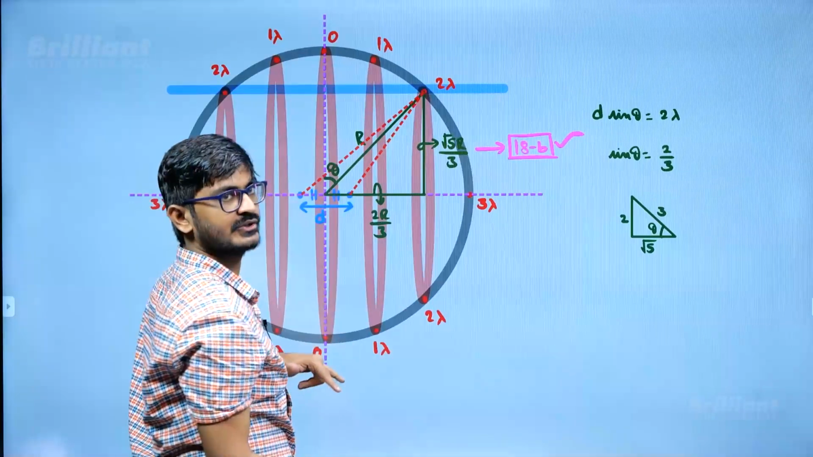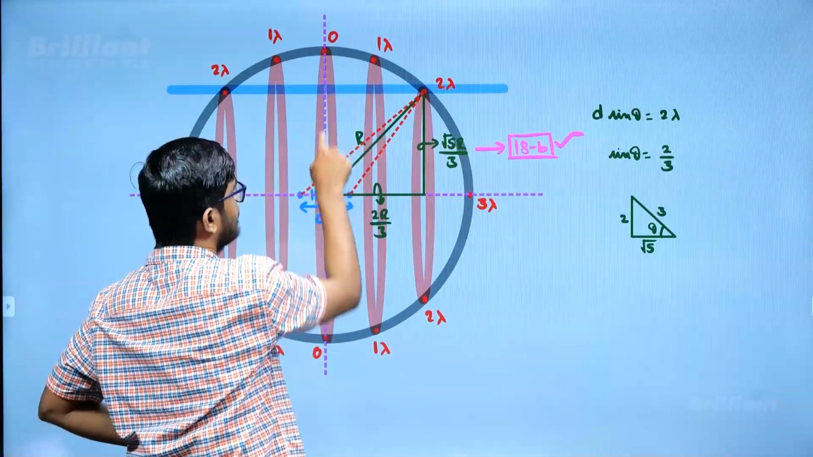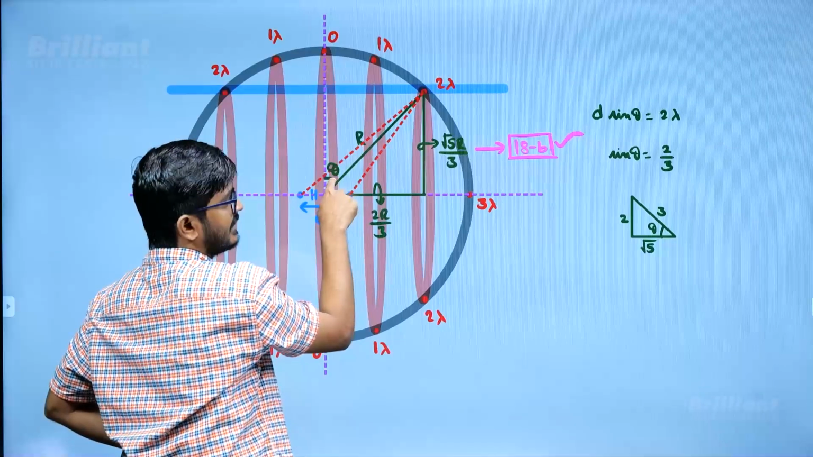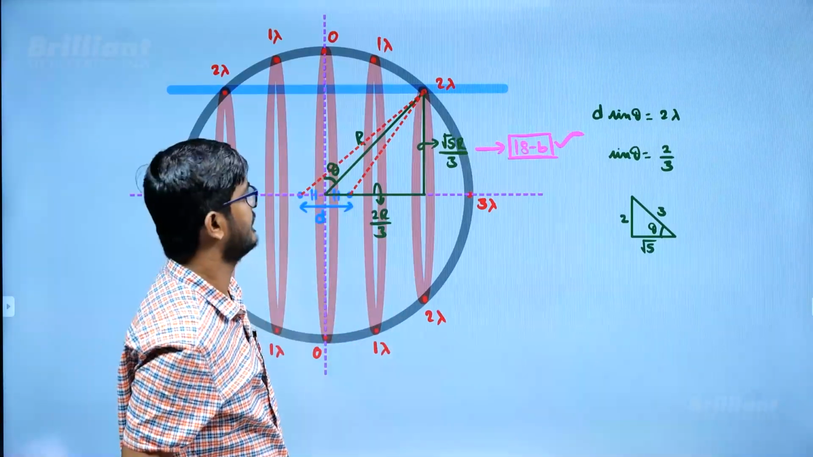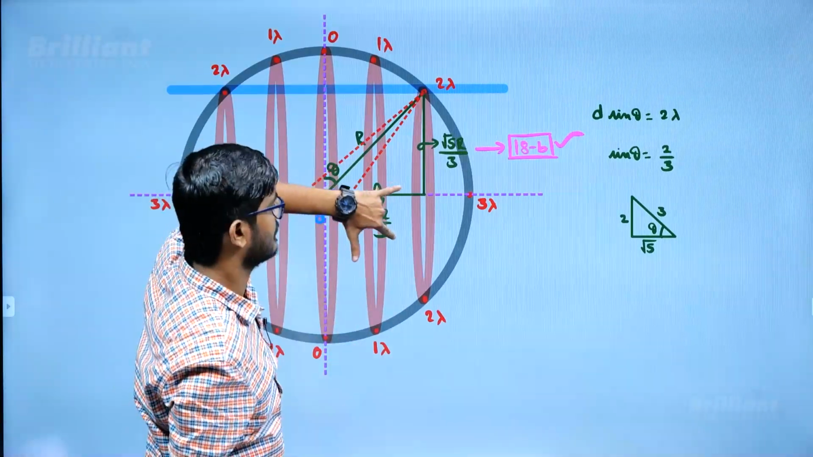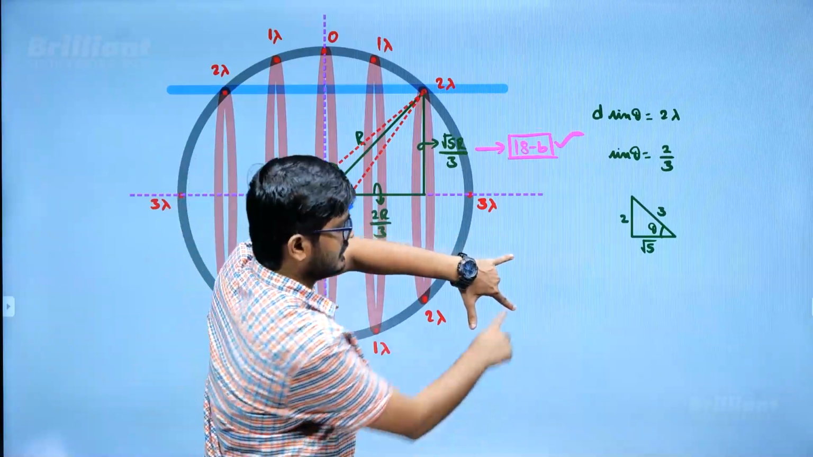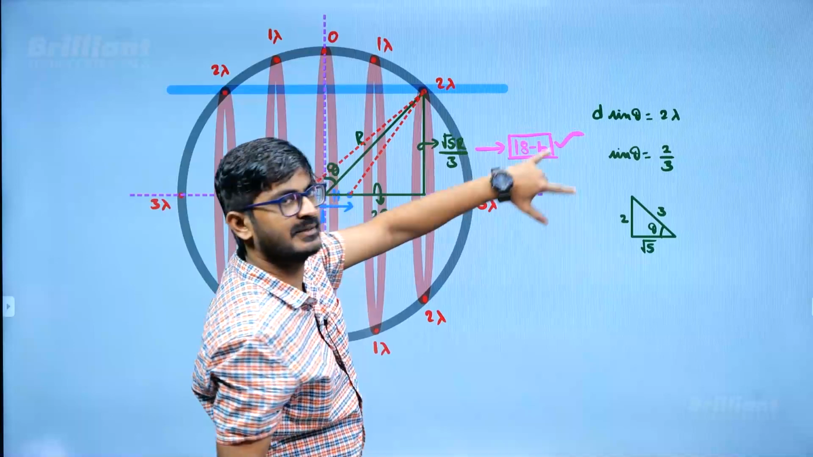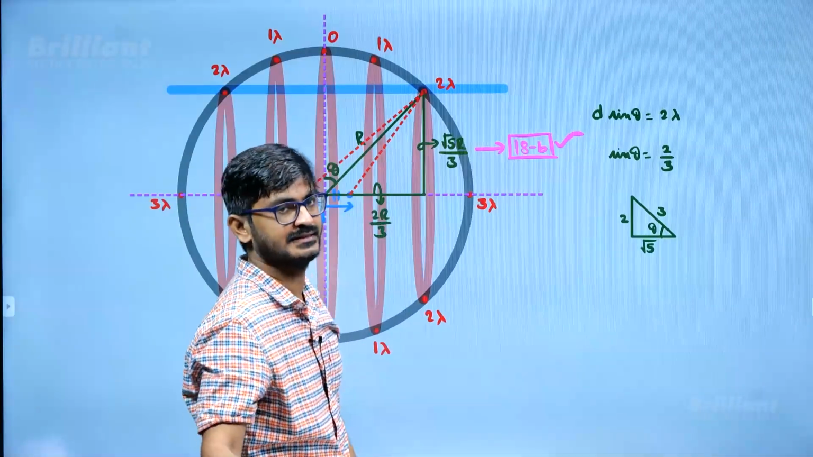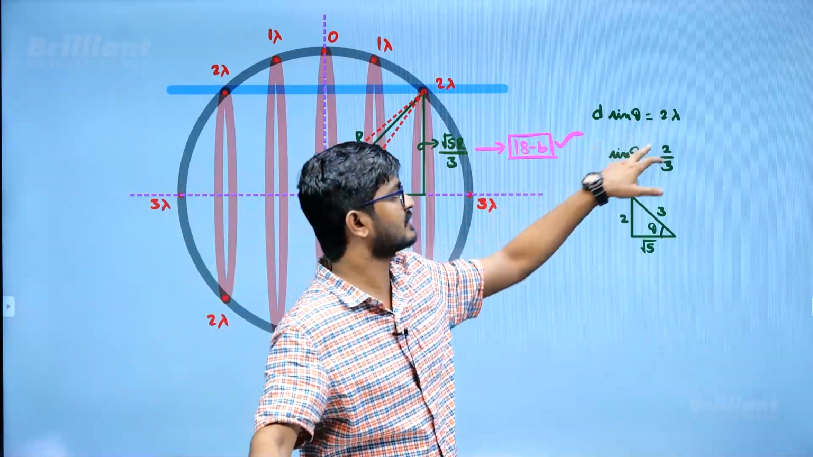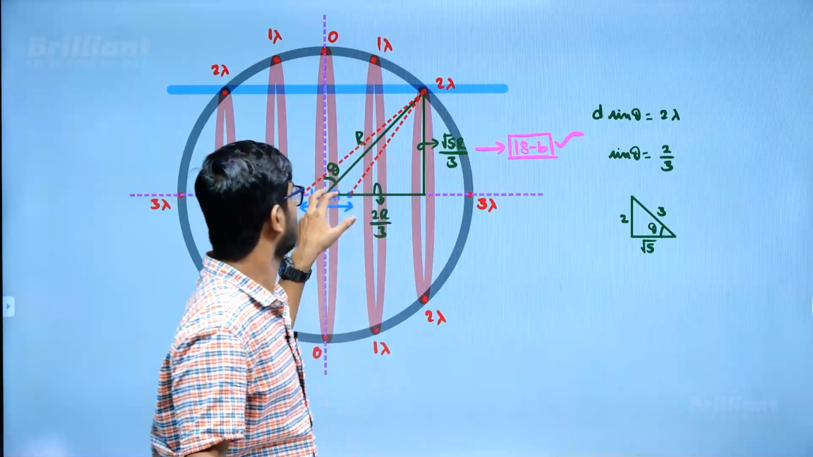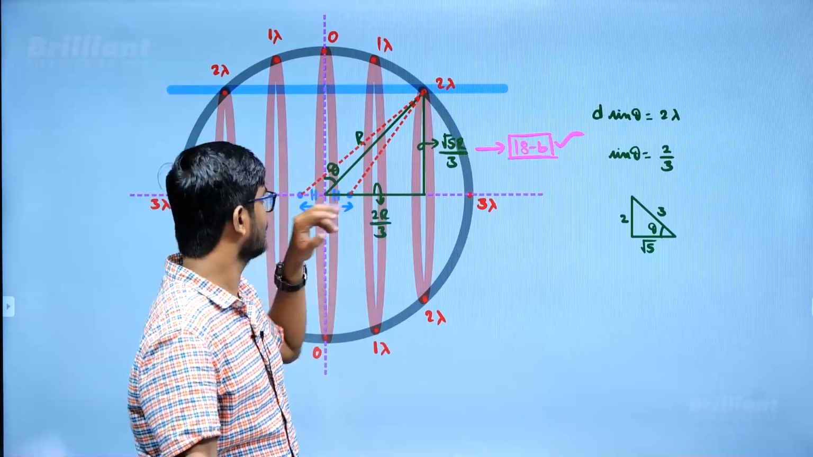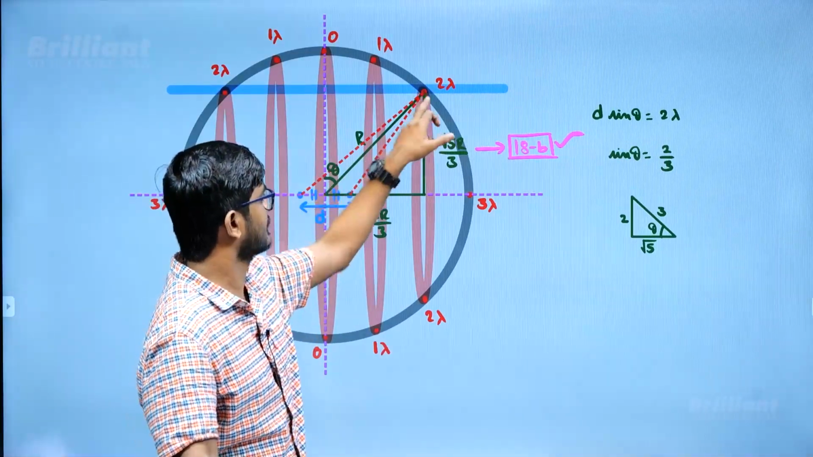So at that time, you used to take the angle with the center. So if I take that angle as theta, then the path difference is going to be d sin theta, right? When there are sources with the distance between them as d, and when the angle made with the horizontal is theta, then the path difference is going to be approximately d sin theta. So that d sin theta is 2 lambda, so sin theta is 2 by 3. Once I know sin theta is 2 by 3, then this is theta, this is 90 minus theta, I can look at the right angle triangle.